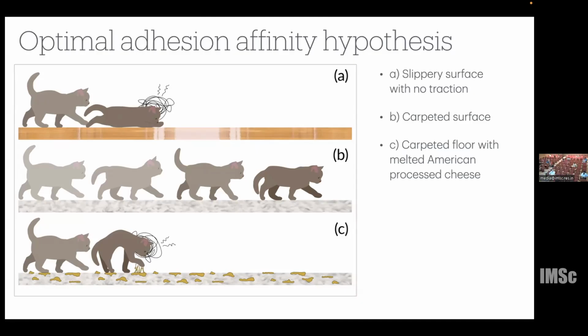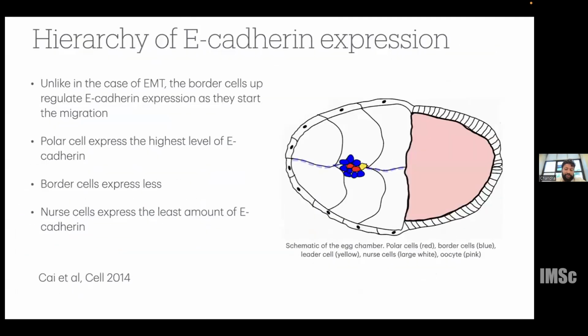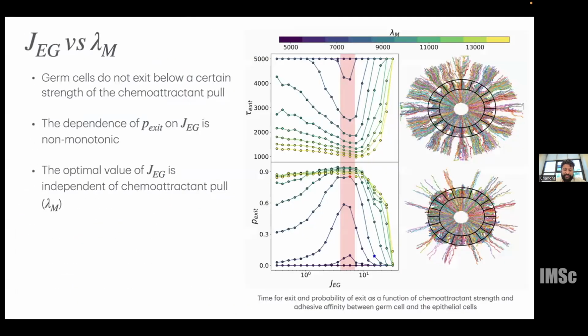Sorry. I have a question. Go ahead. So this non-monotonic dependence of cell motility on adhesion is interesting. Do you have a curve of this? The one place where I've explored enough to have a curve is this. Okay.